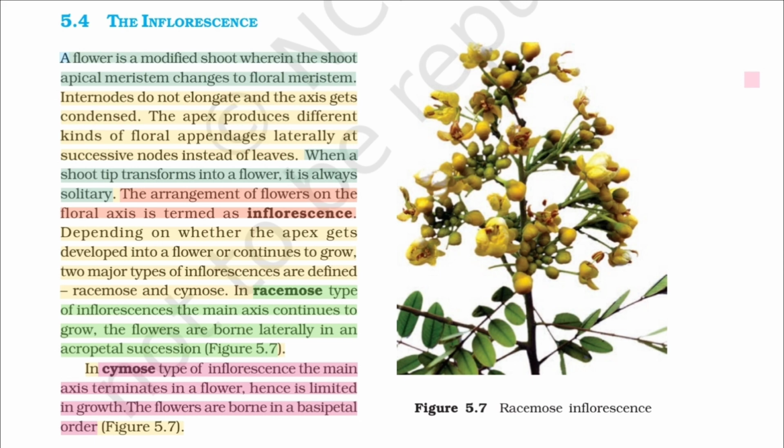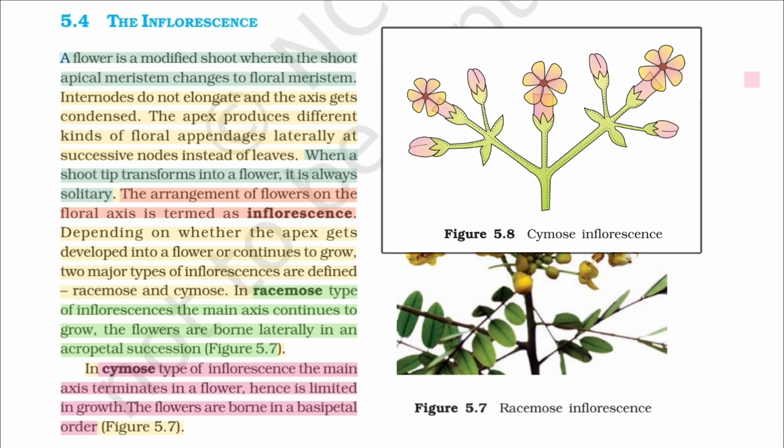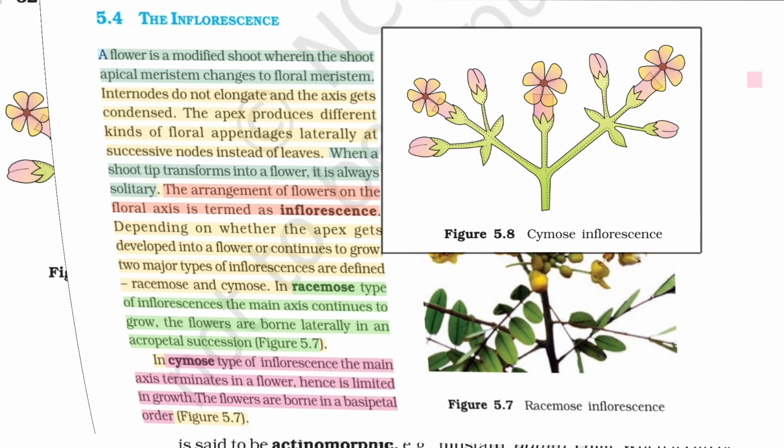Two major types of inflorescences are defined: racemose and cymose. In racemose type of inflorescences, the main axis continues to grow. The flowers are borne laterally in an acropetal succession, figure 5.7. In cymose type of inflorescence, the main axis terminates in a flower, hence is limited in growth. The flowers are borne in a basipetal order, figure 5.7.